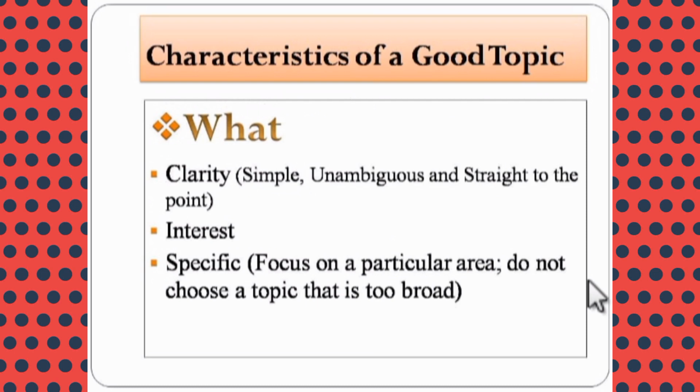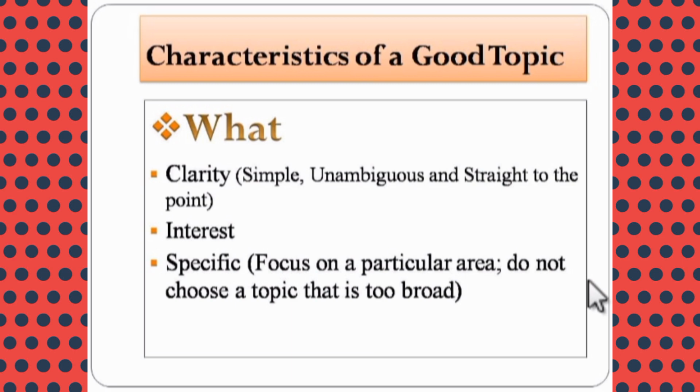So what will constitute your research? What will you choose to write on? That's where you have something like clarity. Remember, we're going to be discussing this what, when, and how. They are all part of the characteristics of a good topic. So we are subdividing them into three, starting with what. And the first point we'll have here is clarity.